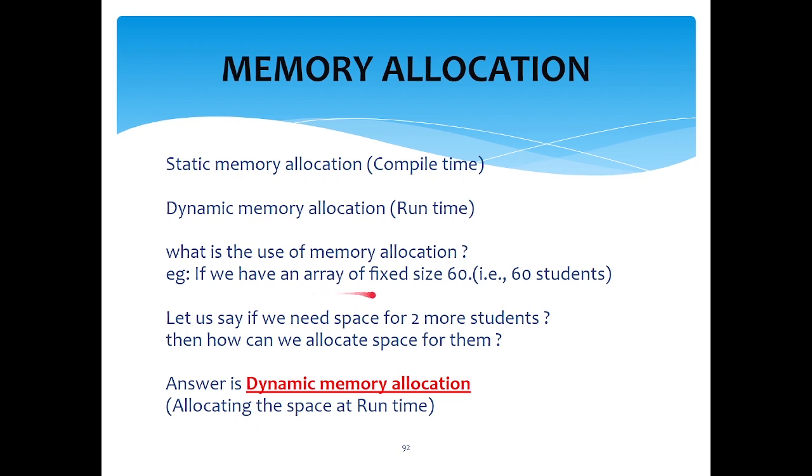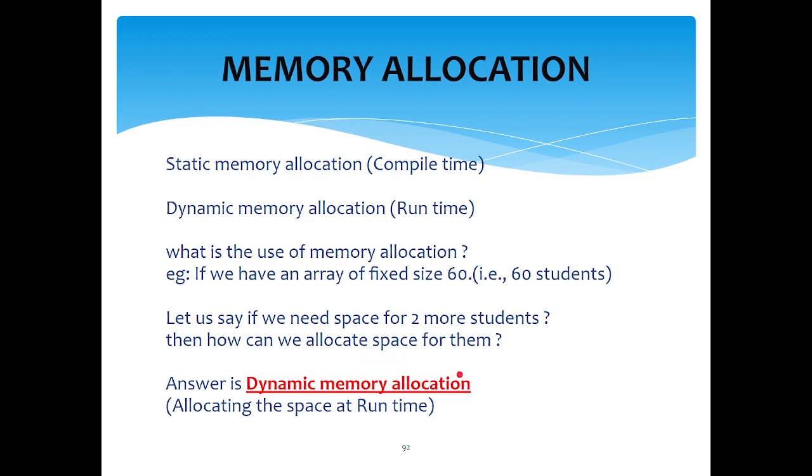If we have an array of fixed size 60, let us say there are 60 students in a class. Suppose two more students need to join that class, then obviously the size must be increased. There is no place actually in the class. So how can you give extra space to those two more students? How can you allocate space for them? That is a big question.